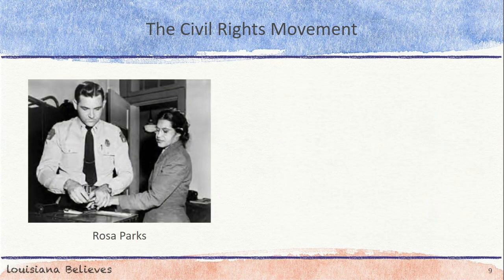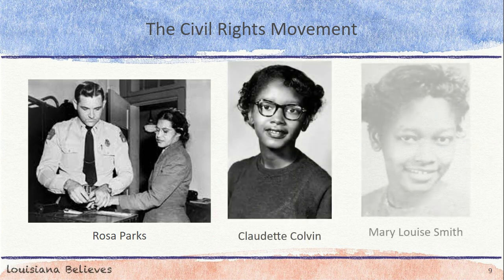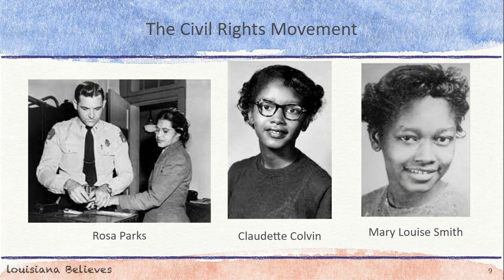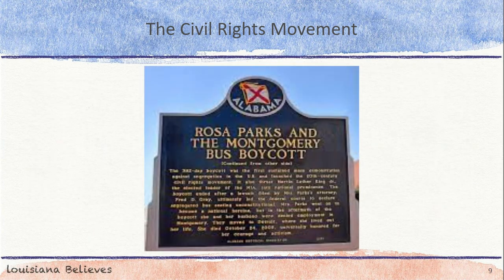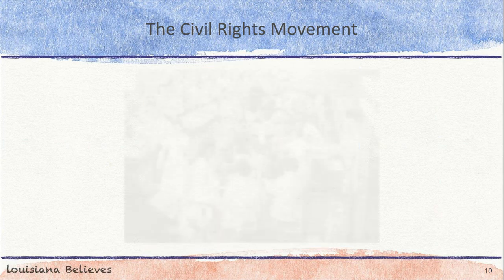The attention to Rosa Parks' arrest after refusing to give up her seat on the bus in December 1955 sparked the Montgomery bus boycott. Claudette Colvin and Mary Louise Smith had done the same a year prior. The boycott was one of the forces that led to the U.S. Supreme Court's Browder v. Gayle ruling, which deemed segregation on public buses unconstitutional.